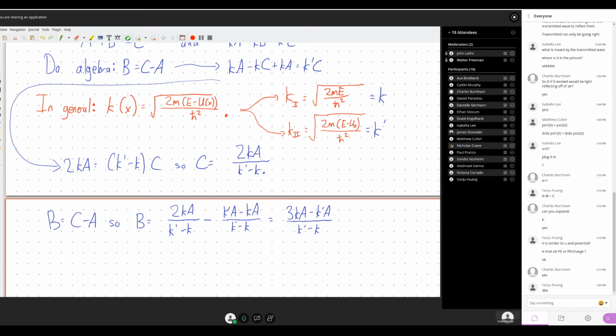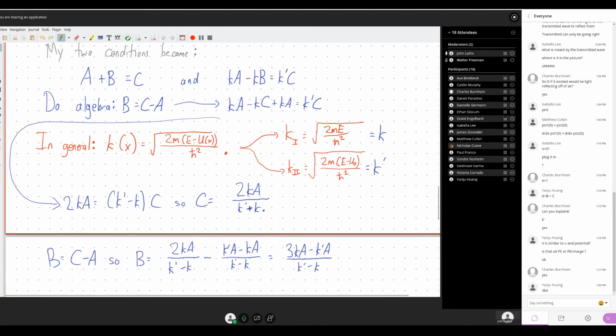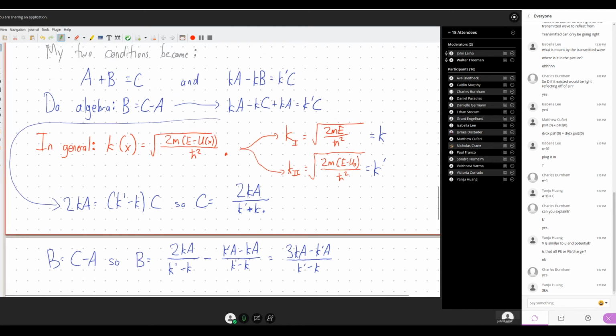It should be K prime plus K. Oh, the denominator should be k. Yep, that would do it. So let me figure out where that, up here, above here, you can't see what I'm pointing to, but it says B equals C minus A. Yeah, so B equals C minus A, that's correct.